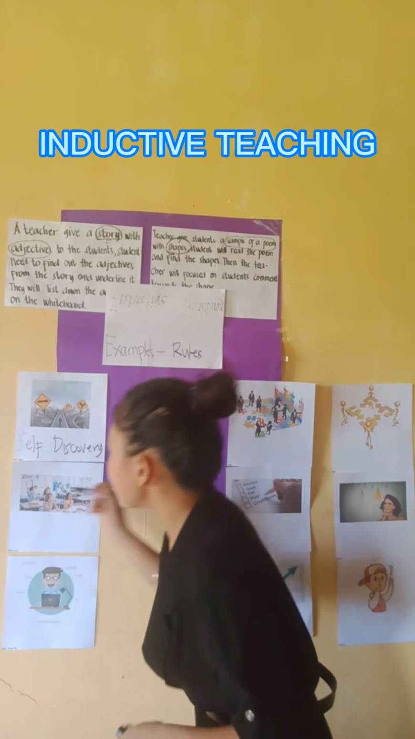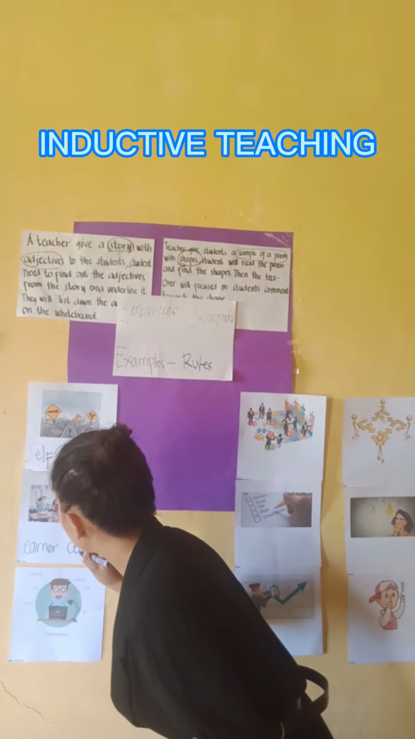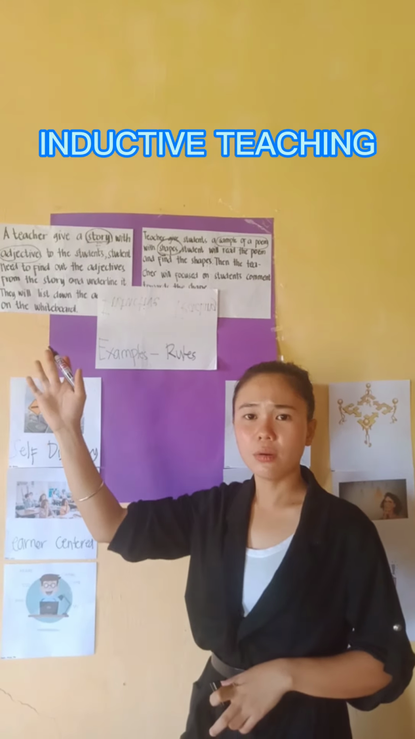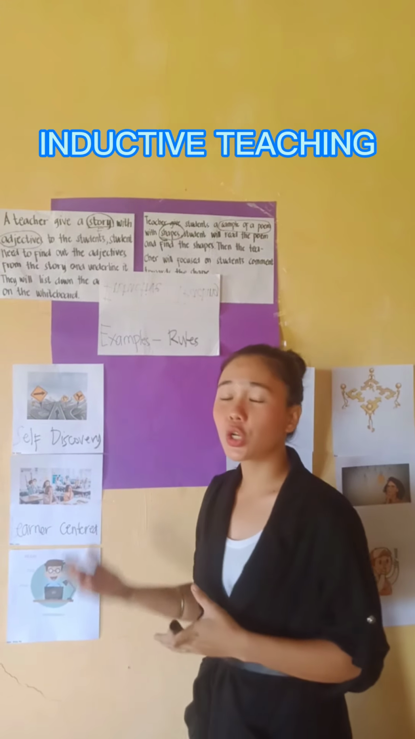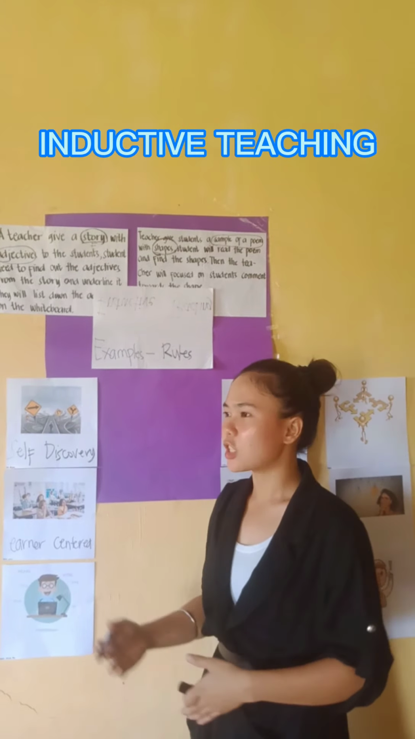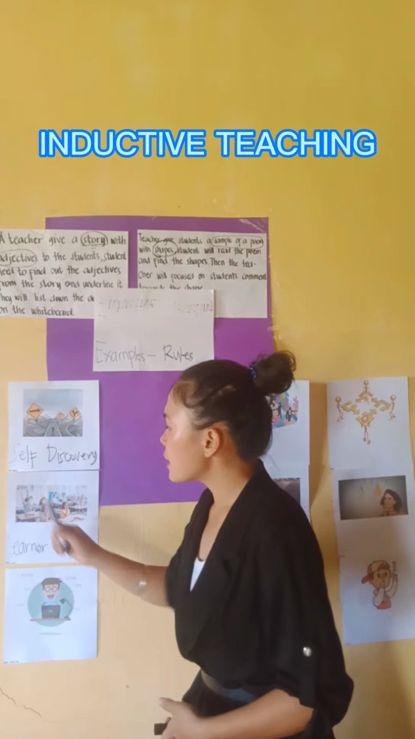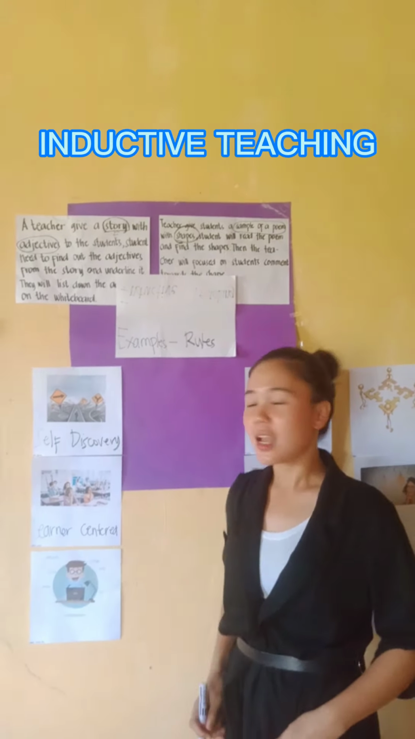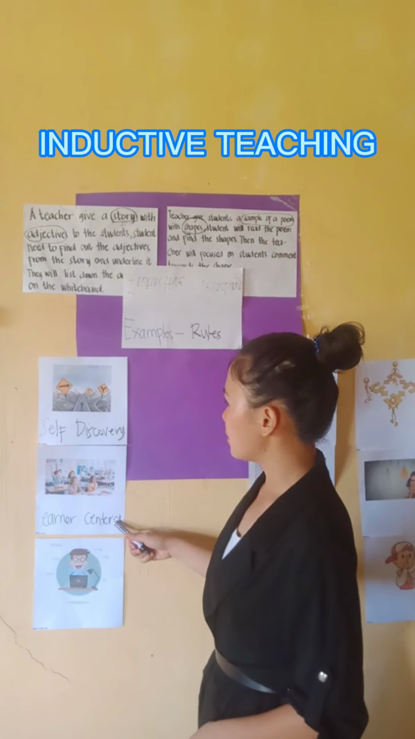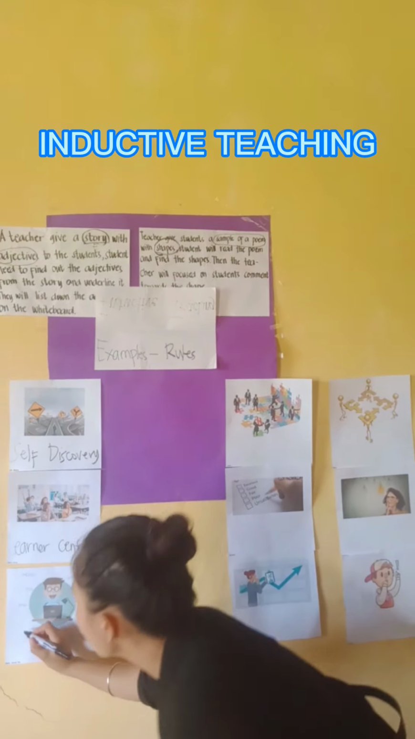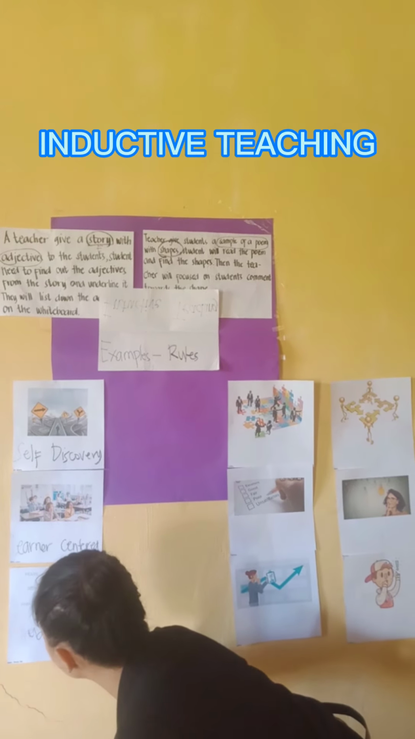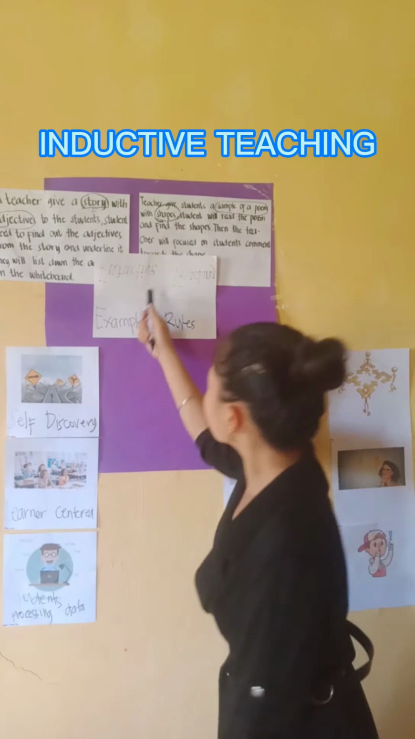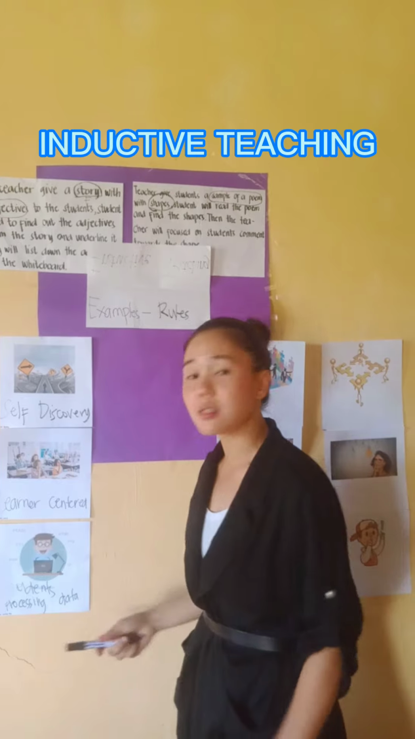The second one is learner-centered. Notice that the students are raising their hands. So, the students are included in the teacher's discussion. Not just lecturing, but the students have interaction and actively participate in the discussion. So it is learner-centered. The third image is students processing data. In inductive teaching, the students are required to process data by themselves.